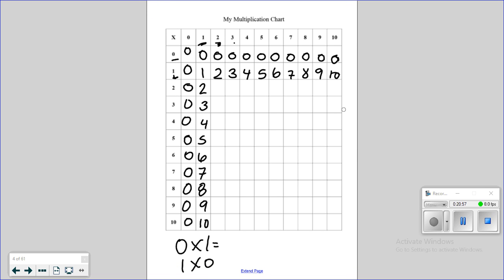2 groups of 2. How much is that going to be worth? 2 times 2. What is that worth? Joby? 4. Very good. Go ahead and fill it in. What about 2 times 3? 2 groups of 3. Will? 6. Very good. What about 2 groups of 4? Shelby? 8. Very good.